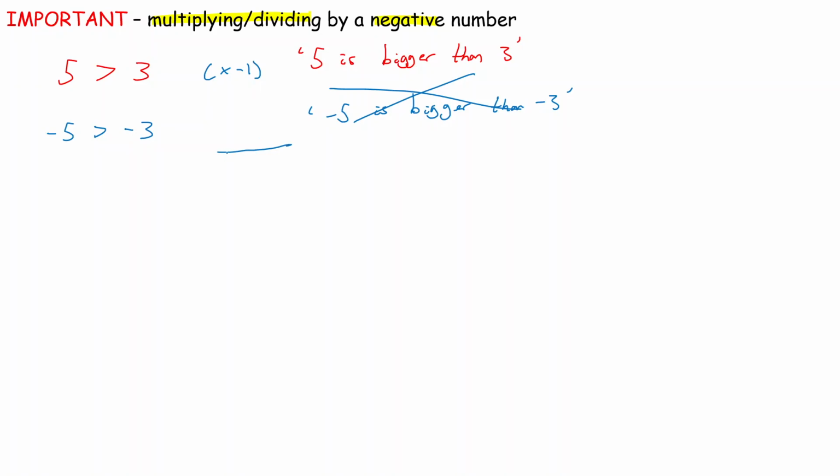Okay, we can see that on the number line. Minus 5 is over here. Minus 3 is up here. Minus 3 is bigger than minus 5.